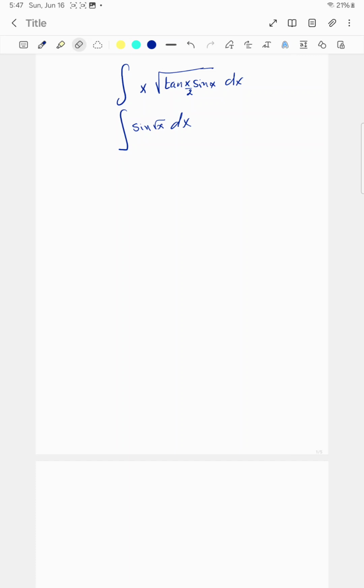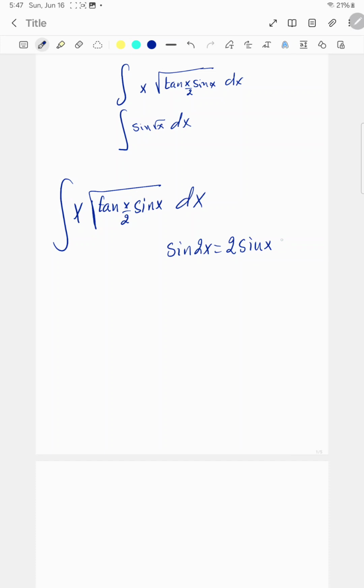So let's start with the first integral, which is the integral of x square root of tan x divided by 2 sine x dx. Here I know there is a trigonometric identity that says sine of 2x is equal to 2 sine x cosine x. But here I have sine x, I don't have sine 2x, so if I want to translate that trigonometric identity, sine x will be equal to 2 sine x divided by 2 and cosine x divided by 2.